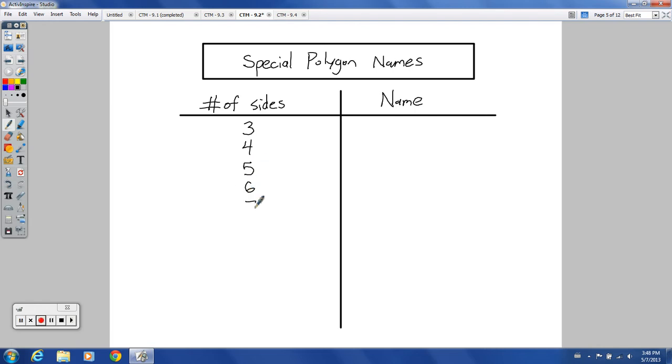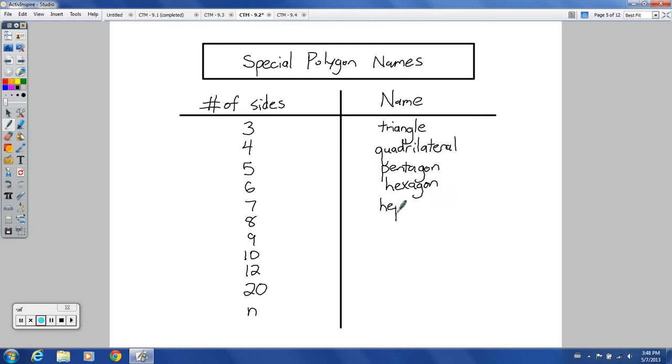Alright, 3, 4, 5, 6, 7, 8, 9, 10. We're going to skip 11. That's not one you need to know by heart, but 12 is, 20 is, and then just in general, what do we call that? So 3, hopefully we know that's a triangle. 4 is a quadrilateral. And then after that, they all have the suffix gon at the end. So it's a pentagon from here, pentagon, a hexagon.